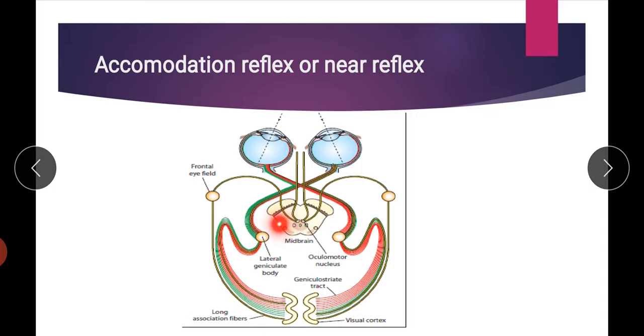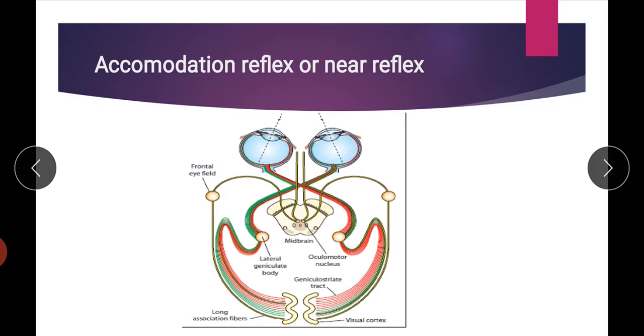pretectal nucleus, and from there into the Edinger-Westphal nucleus, and from the Edinger-Westphal nucleus it goes into the ciliary ganglion, and then into the ciliary muscles as well as the muscle of the iris. Both of these increase the curvature of the lens and cause constriction of the pupil. So this is about the accommodation reflex.